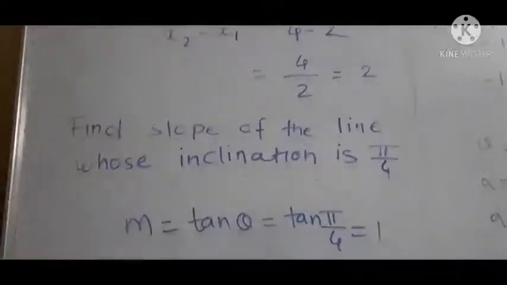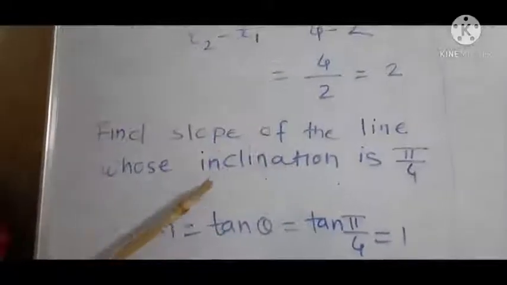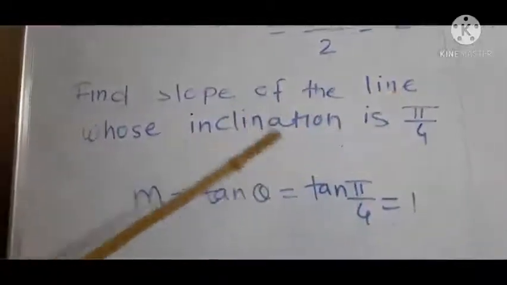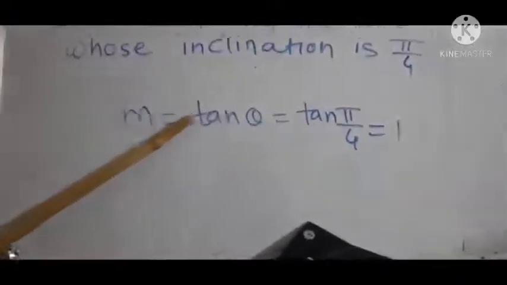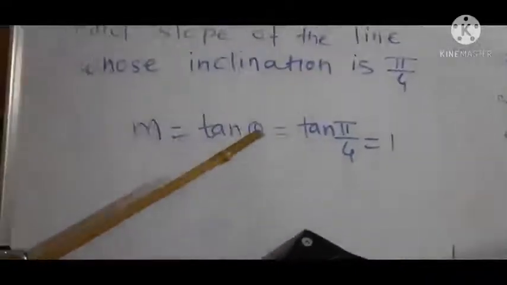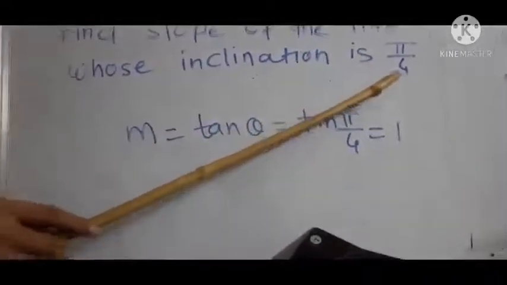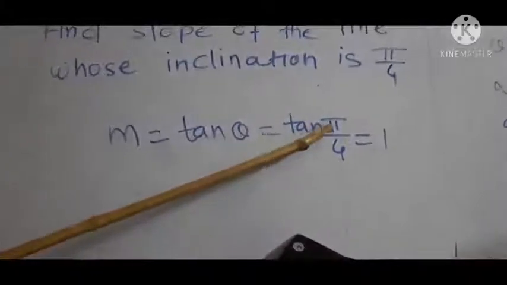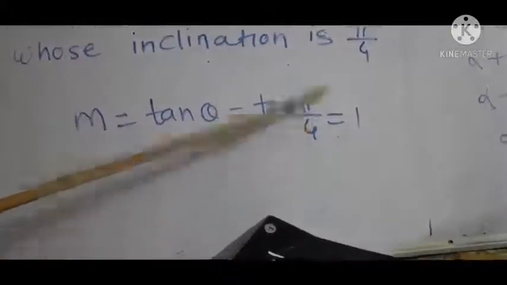So the second example we will base on this. Find the slope of the line whose inclination is pi by 4. We know that another formula for slope is m equal to tan theta, where theta is the inclination. So what is the amount of inclination? That is pi by 4. Tan pi by 4, we know, is equal to 1.